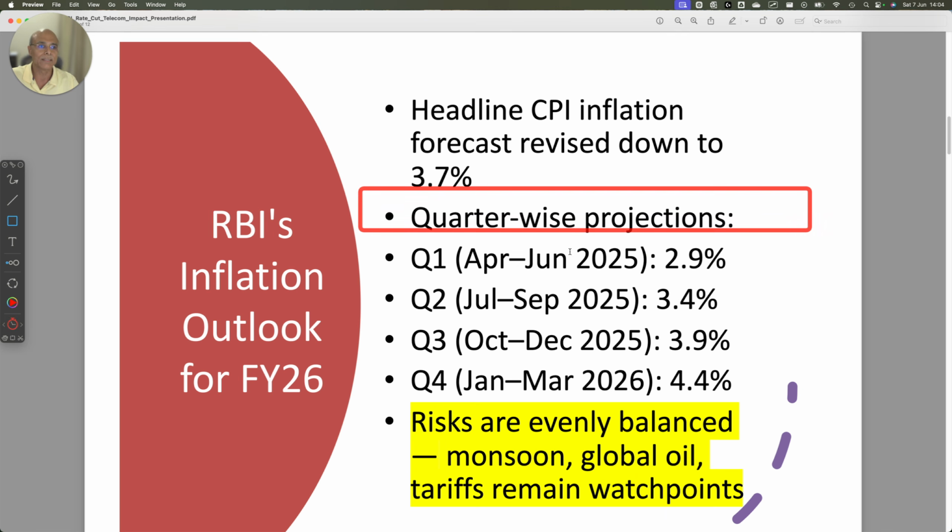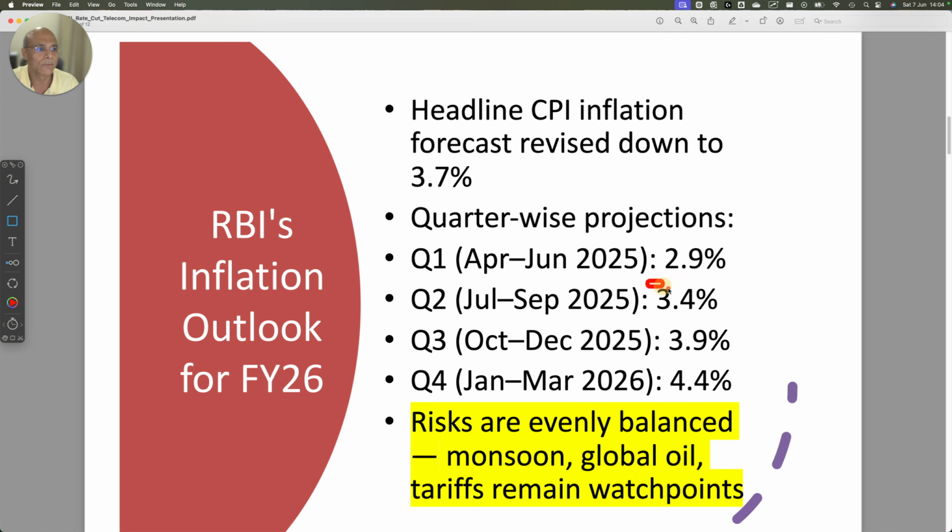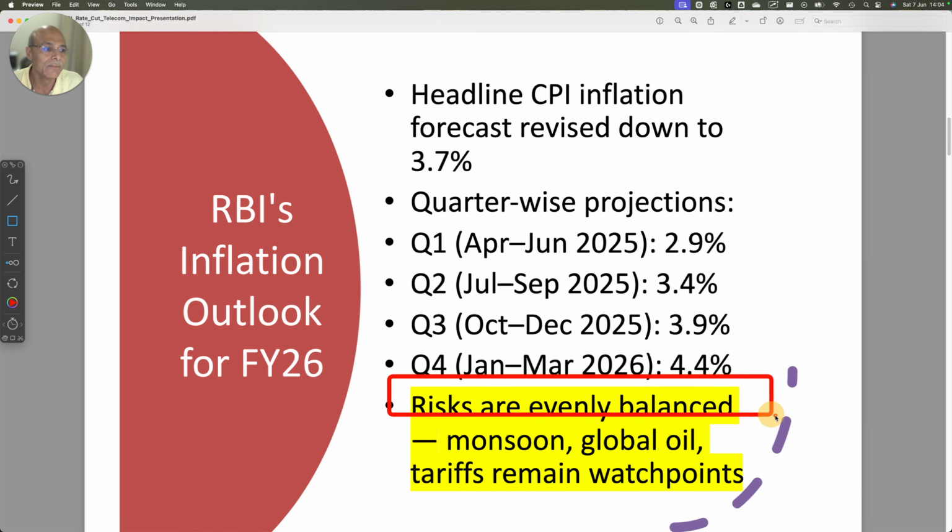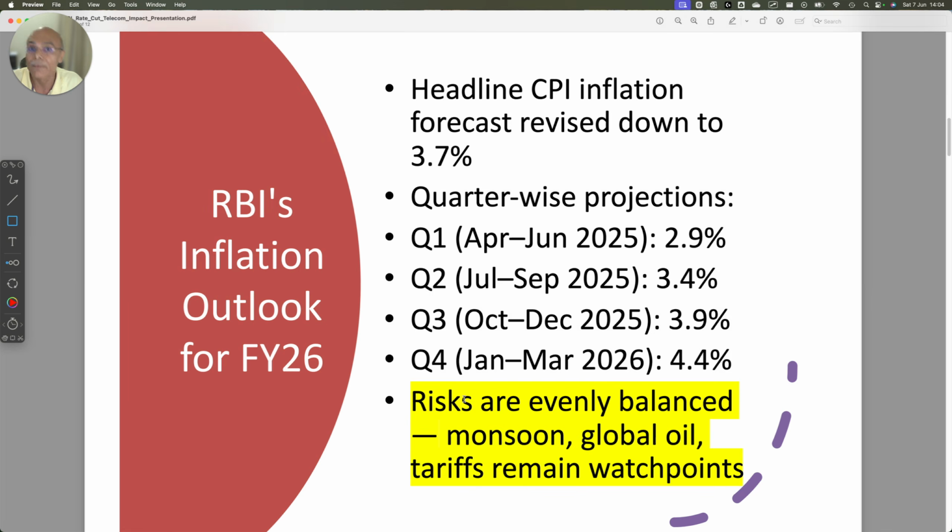The quarter-wise projections are April to June 2.9%, then 3.4%, then 3.9%, then 4.4%. And that is why I'm saying that though inflation has reduced, the overall inflation rate is still at a higher level. It is close to the upper corridor of 4%, right? It is close there, and it actually overshoots in Q4. So the situation is not as conducive and as good as RBI would have liked, because it is still very high, and there are risks. Evenly balanced: monsoon, global oil, tariffs remain watch points.